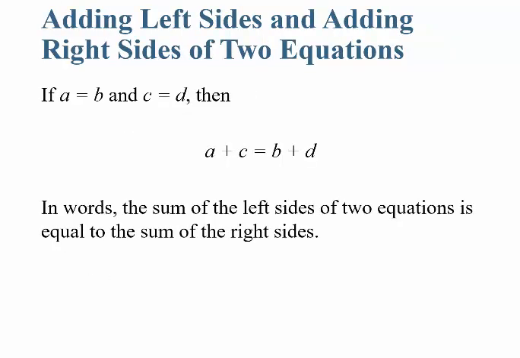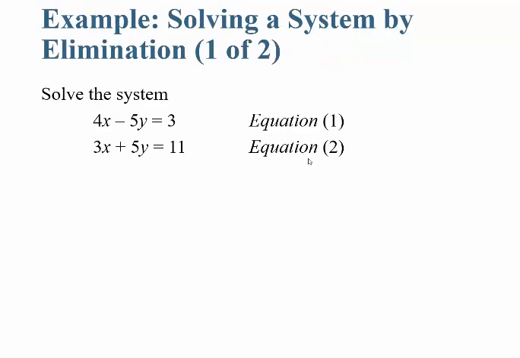elimination method. So if you have A is equal to B and C is equal to D, then a plus c, you're taking the left-hand side, is equal to b plus d. So in words, the sum of the left sides, the a and the c, of the two equations is equal to the sum of the right sides, b and d. All right, so what this means in practice is to solve this system by elimination.